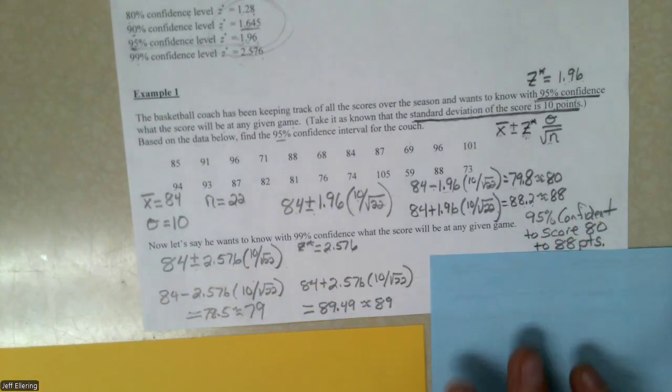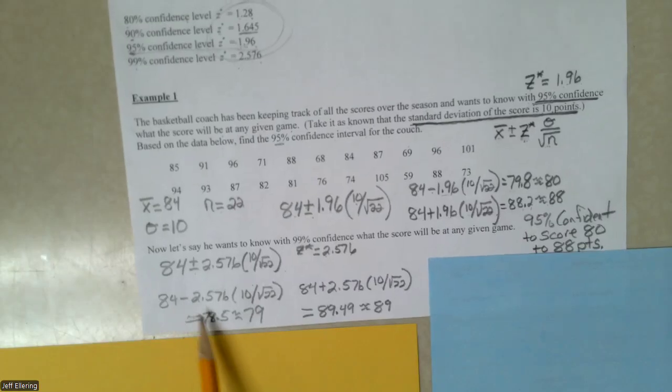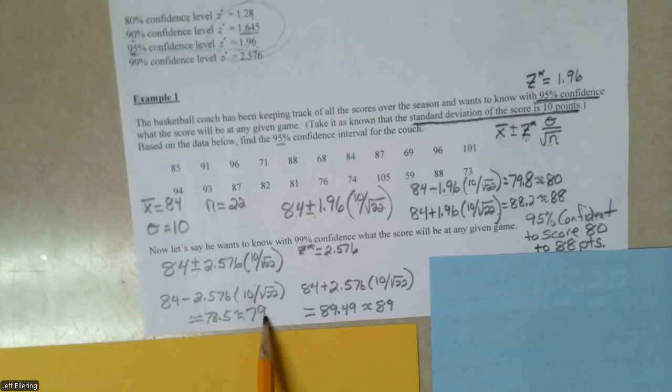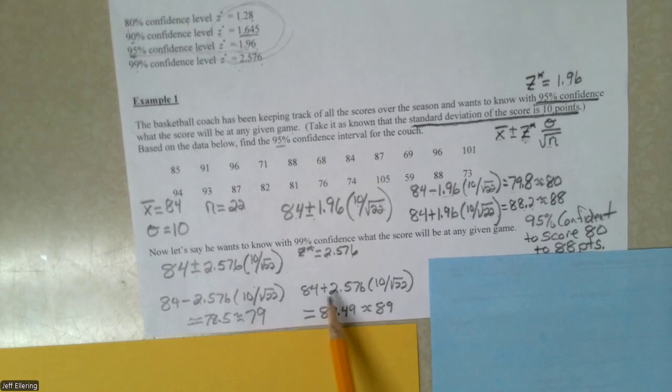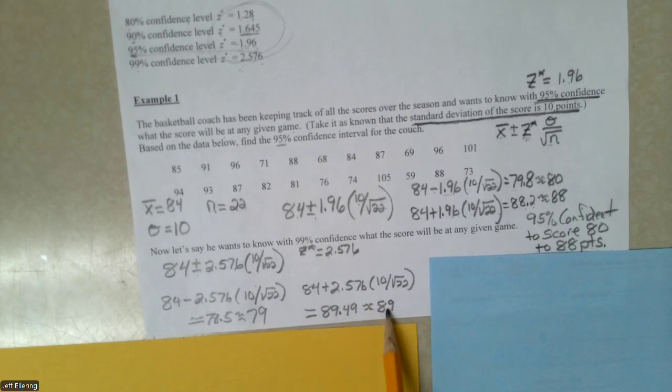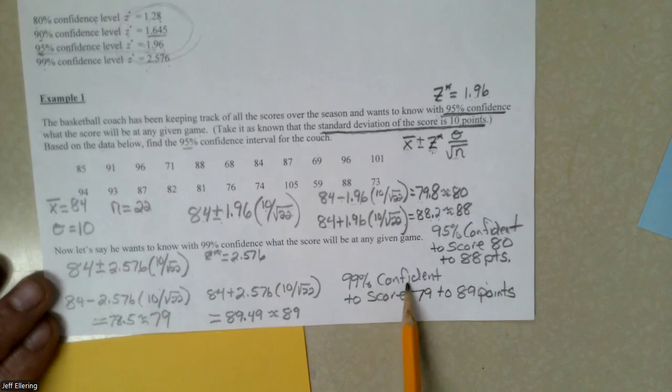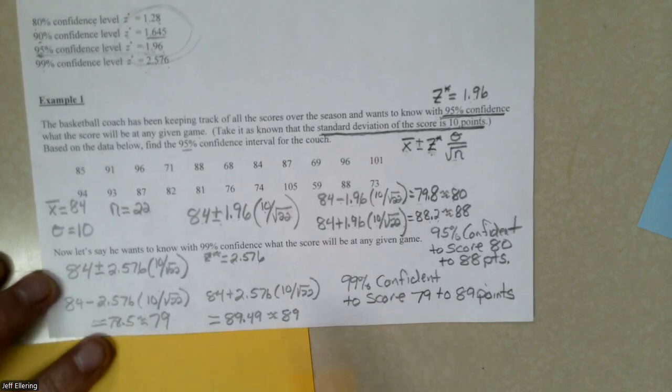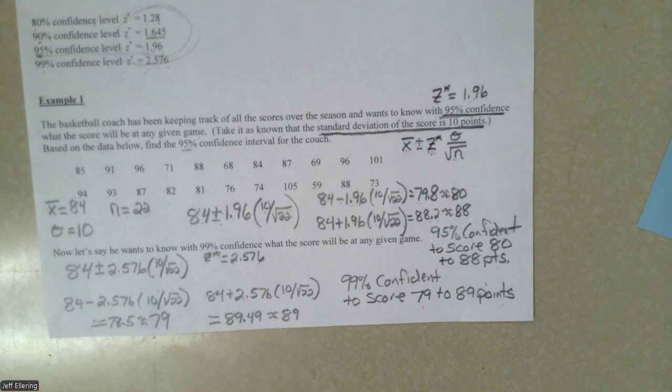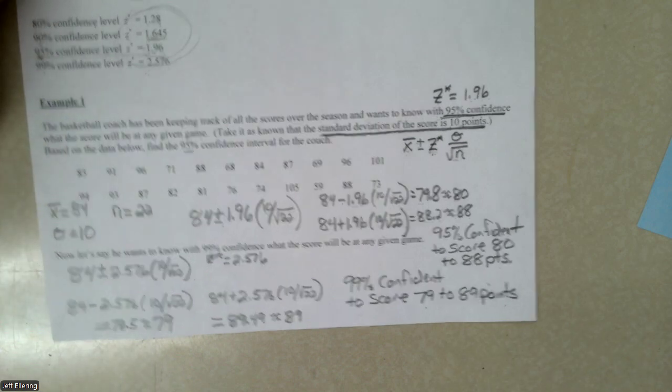You're going to do the minus first, and you're going to get about 79 points. Then you're going to do the plus, and you're going to get about 89 points. So we are 99% confident to score 79 to 89 points. All right, I'm going to move this. If you need more time, pause it.